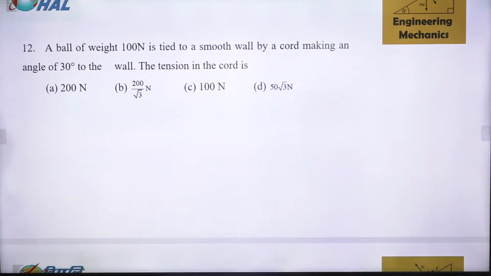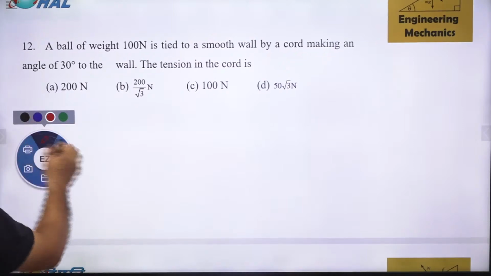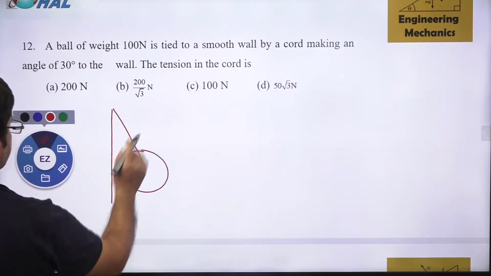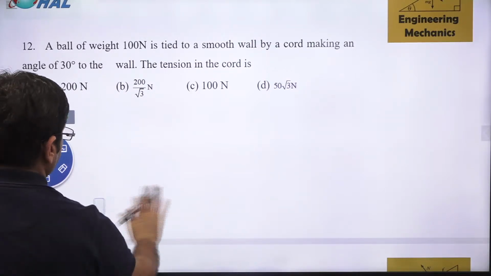A ball of weight is tied to a smooth wall by a cord making an angle 30 degree to the wall. Tension in the cord will be. So this question also is a very frequently asked question. This is the kind of situation which is given. This is a ball. Let me make the diagram here.